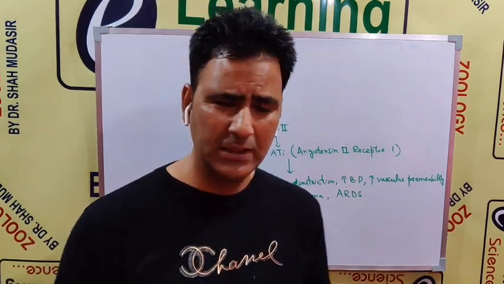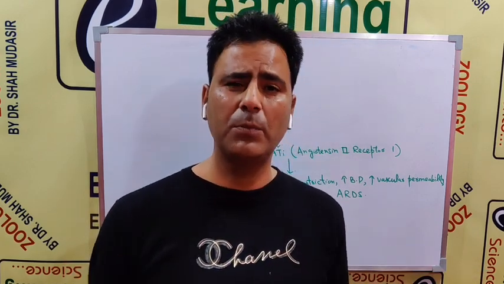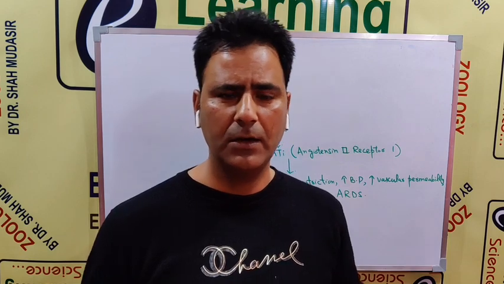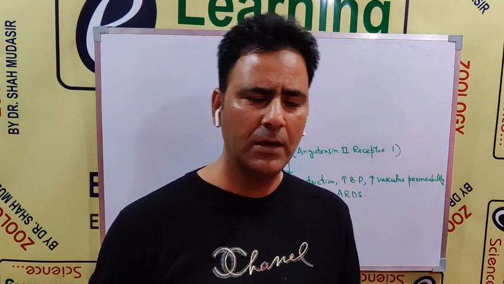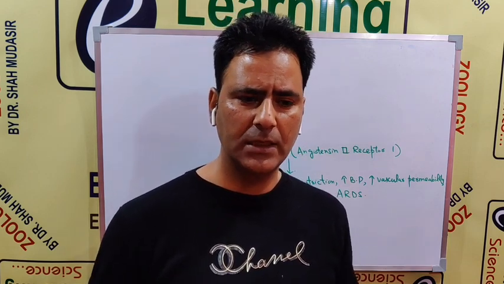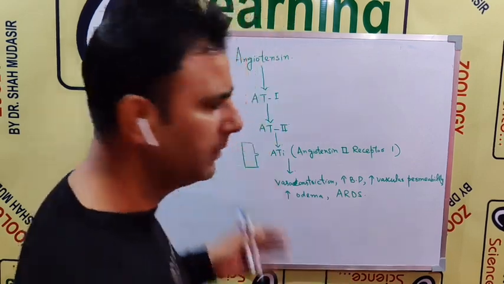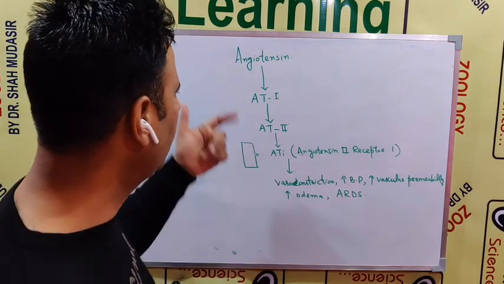To understand this, we have a good number of the population who are diabetic, who have diabetic hypertension, and who are on medicines. We have two types of medicines: ACE inhibitors, or we may have ARB blockers. Now, to understand this, we must go to the mechanism of action.